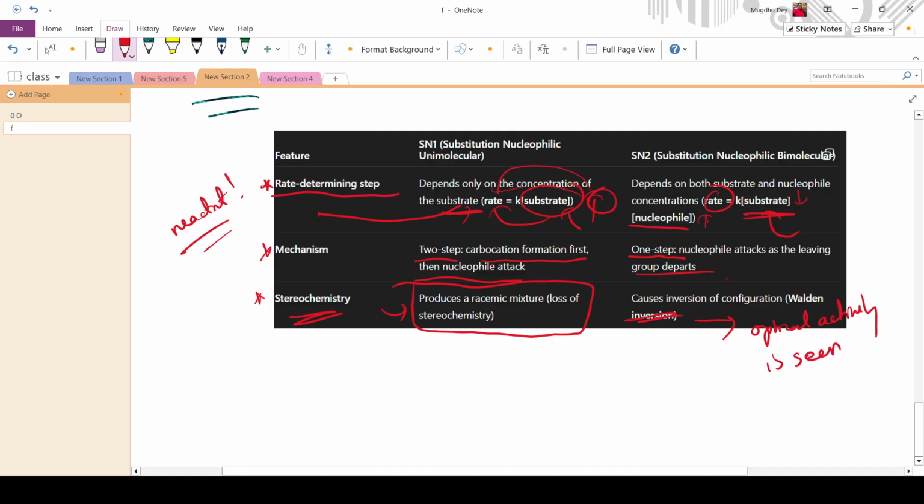What they're trying to say is that SN2 leads to the production of either a dextrorotatory or a levorotatory enantiomer. It depends on the scenario, but if either one is produced in SN2, there will be optical activity. But in SN1, a racemic mixture is produced, and you know what a racemic mixture is and why it does not show optical activity. Did you understand the differences? Please write them down.